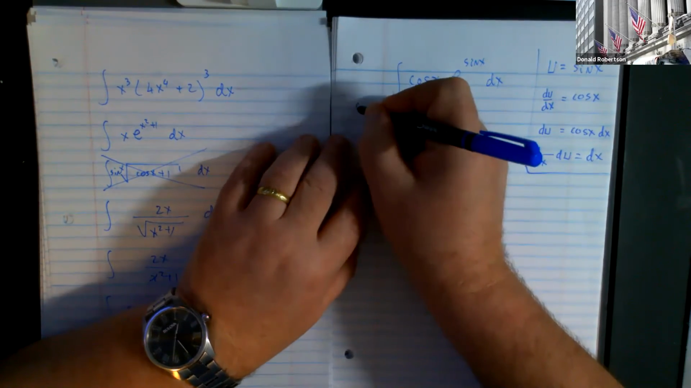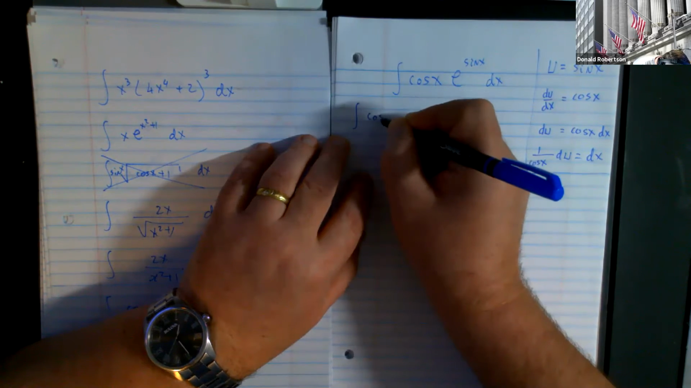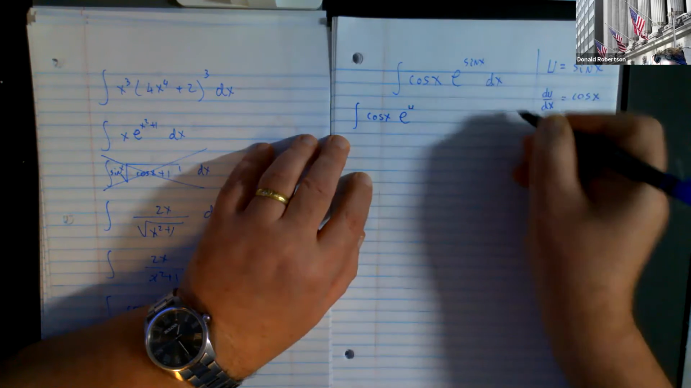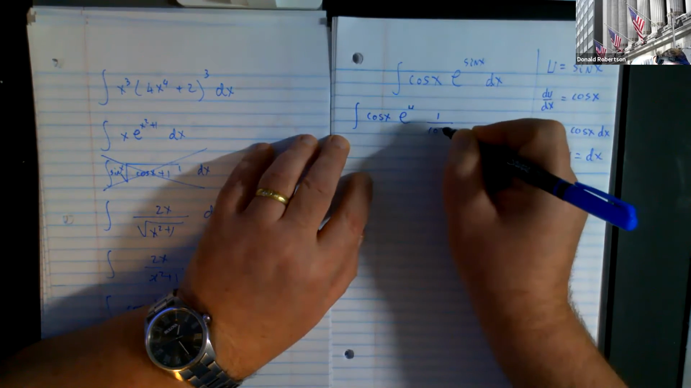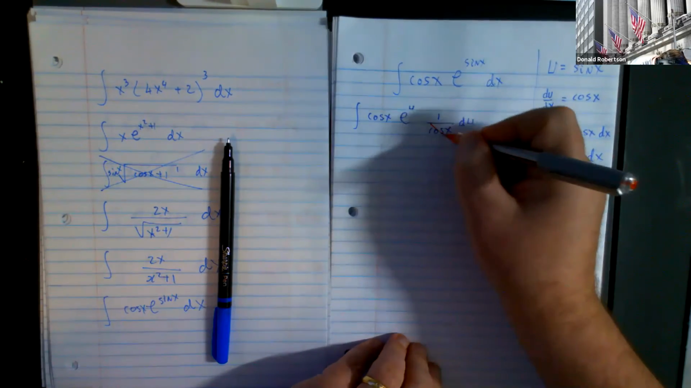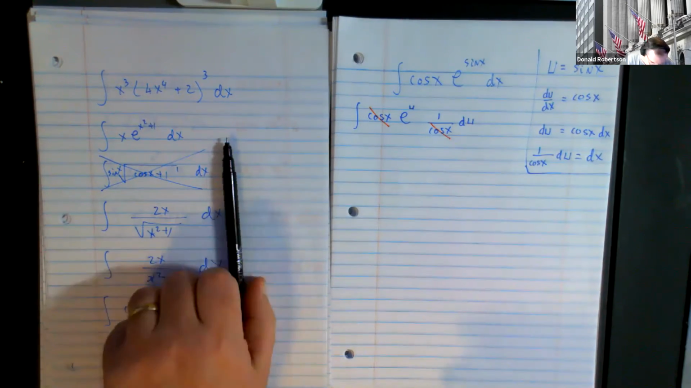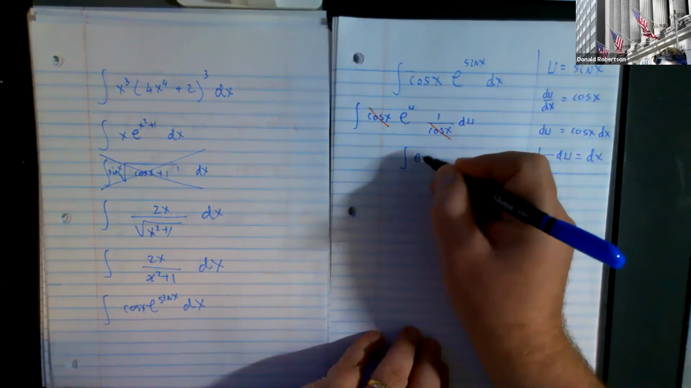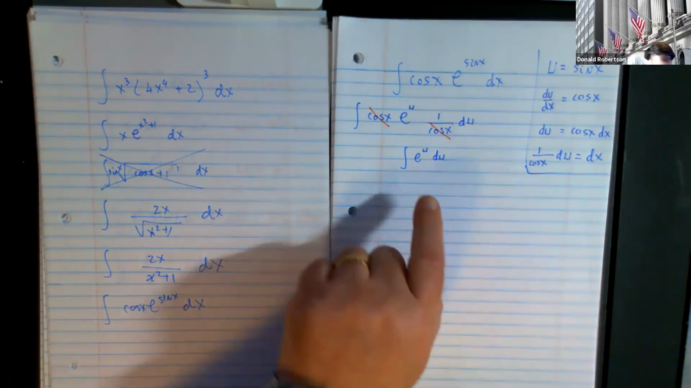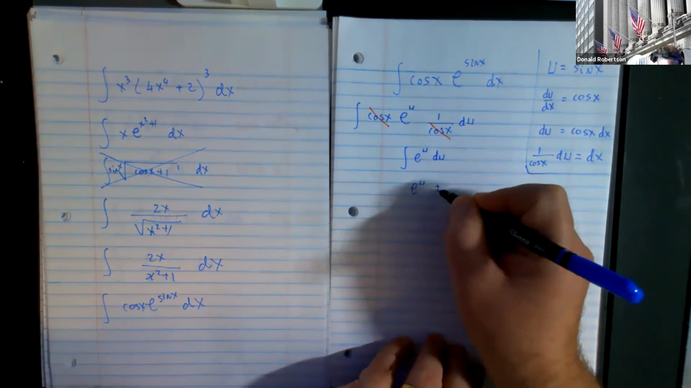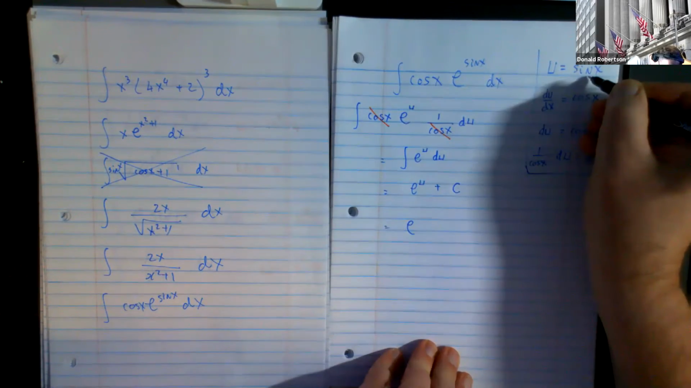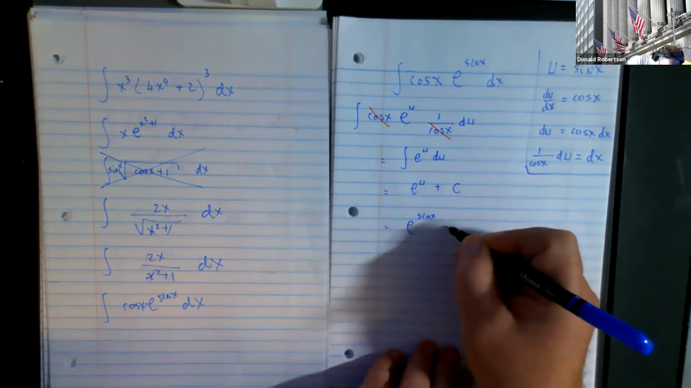I'm going to go integral. I'm going to write down the cosine x. Instead of e to the sine x, it's now e to the u. Instead of dx, it's now 1 over cosine x du. Just as I was hoping, these things cancel out, and we are now just left with that integral. But I know how to do that. E to the u plus c. And then to finish, return the u and replace it with sine x.